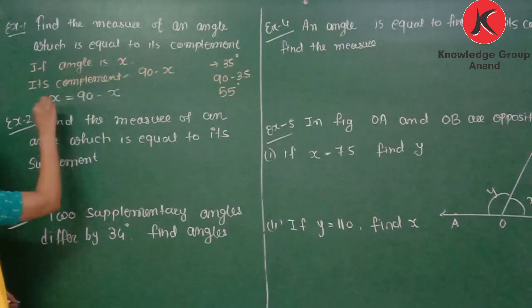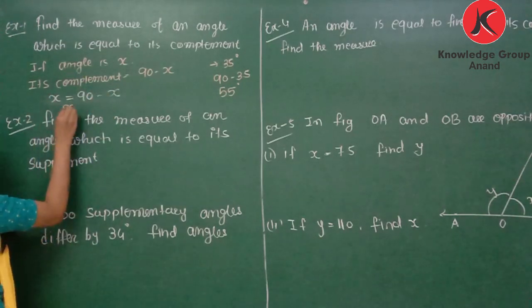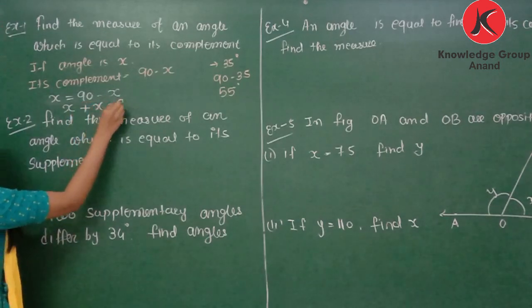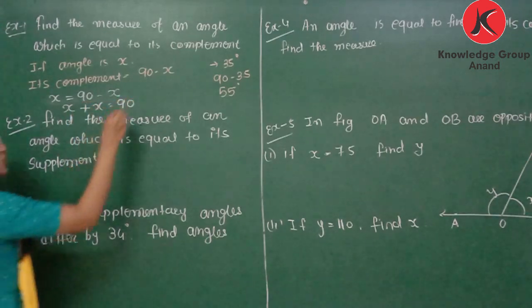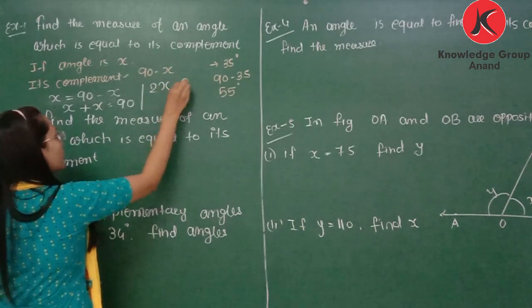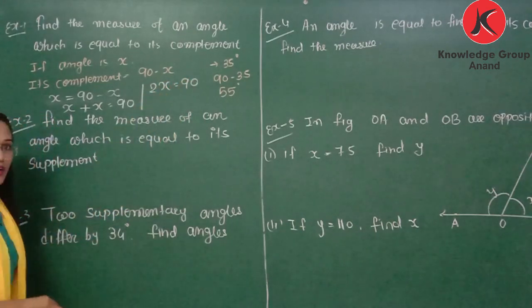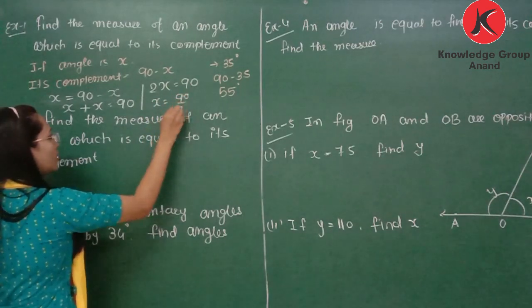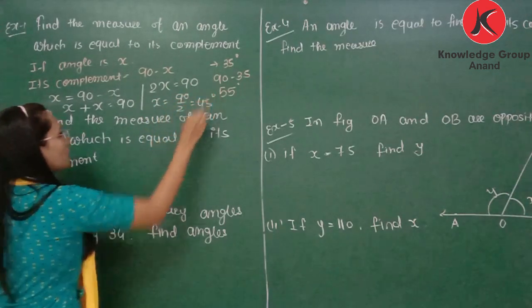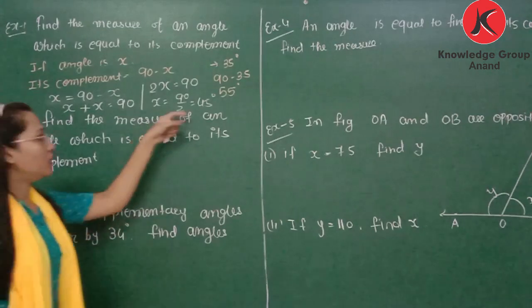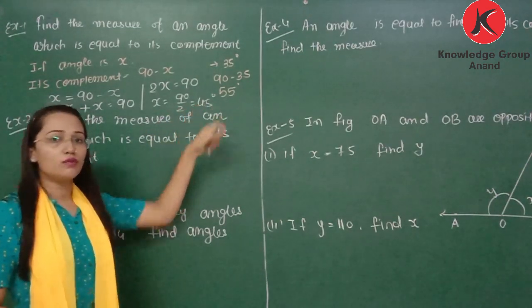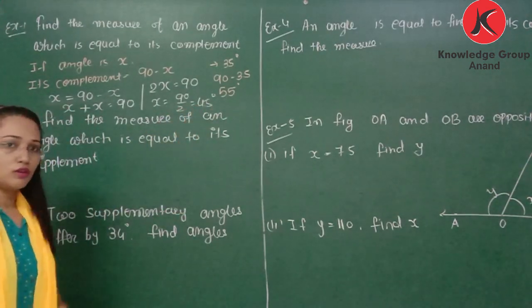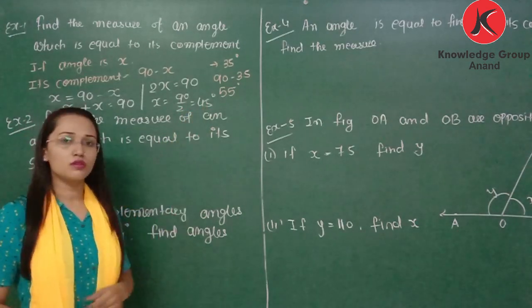Now take this x to the right side. So we get x plus x is equal to 90. So that is 2x is equal to 90. Now the 2 will be divided, because 2 is in multiplication. So 90 by 2, that is 45. So if the angle is 45 degrees, it is equal to its complement, which is 45. The complement of 45 is also 45.